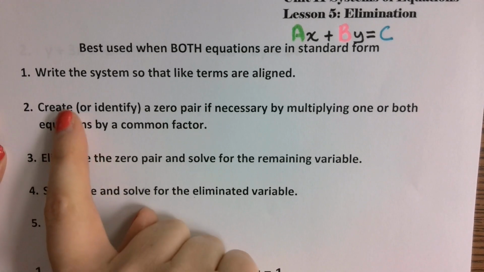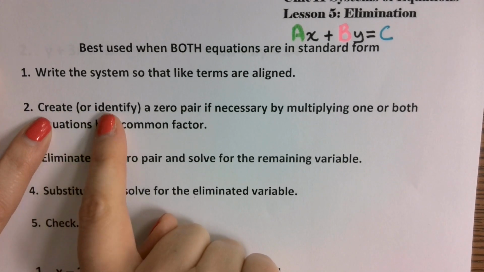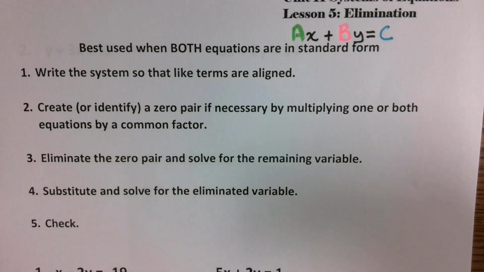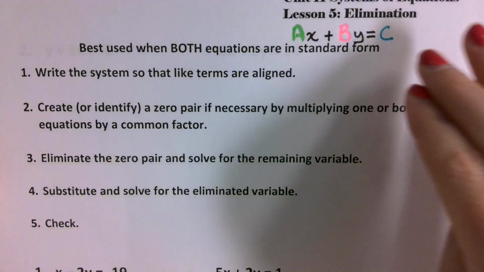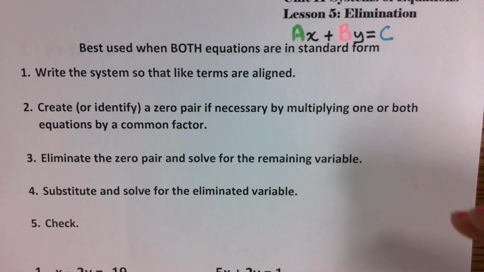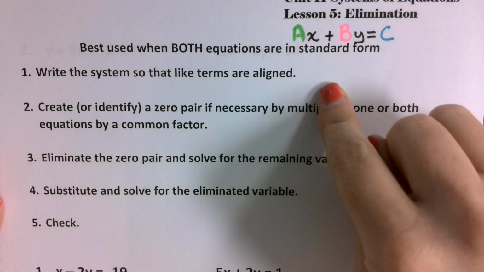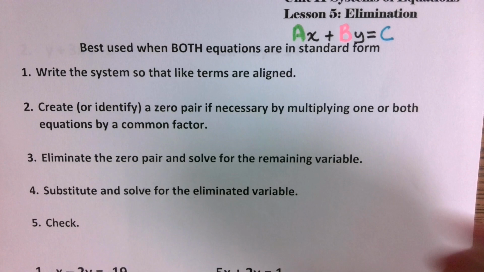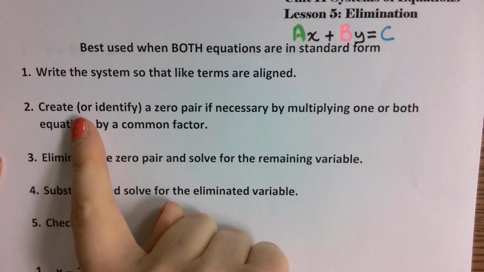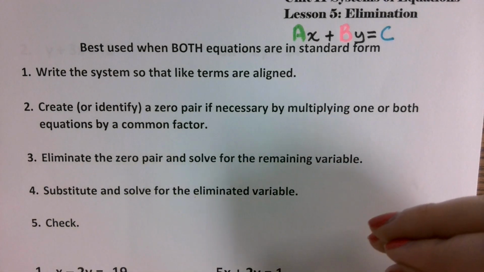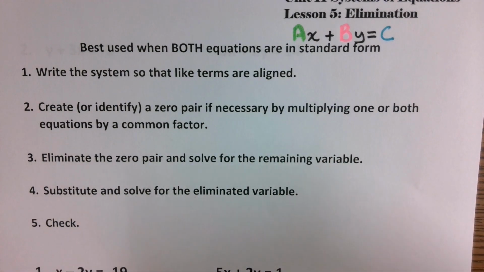Then you need to either create or identify a zero pair. Sometimes maybe your x values, your a values, might be zero pairs. Maybe one of them is a positive 2 and the other is a negative 2. That's a zero pair. So if you can identify your a's as zero pairs or your b's as zero pairs, you're good to go. If you don't have a zero pair set, you'd have to create one by multiplying one of the equations or both of the equations by a common factor, meaning that you're trying to create a zero pair.